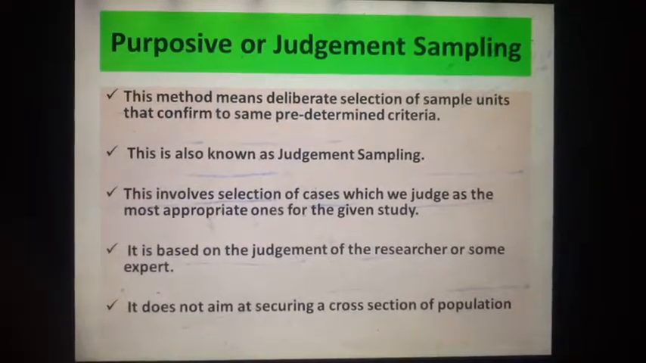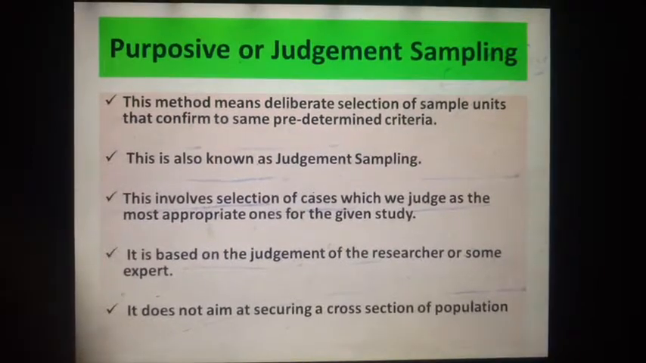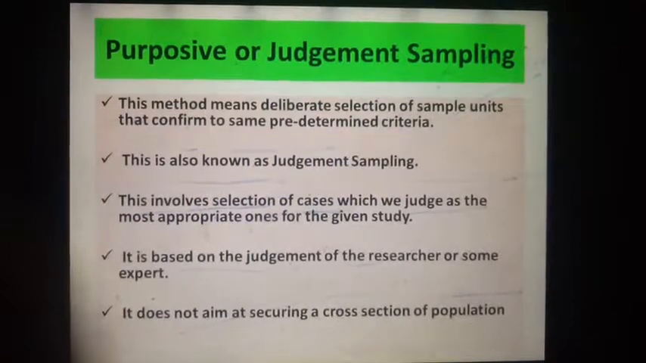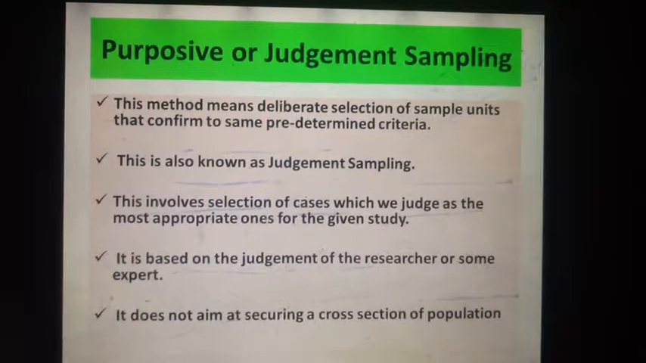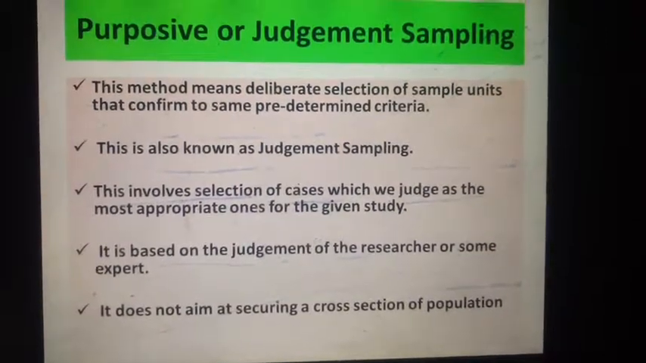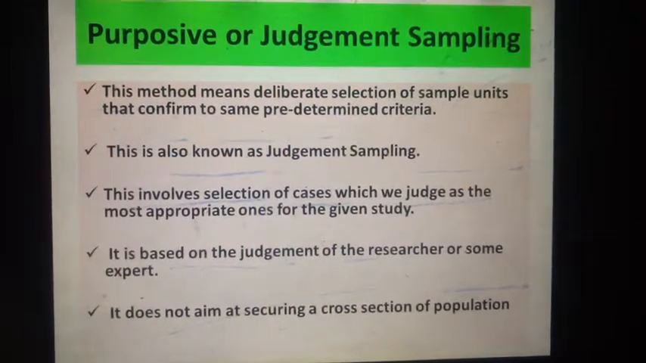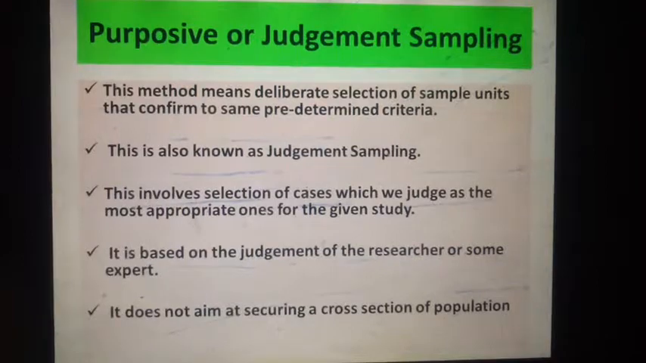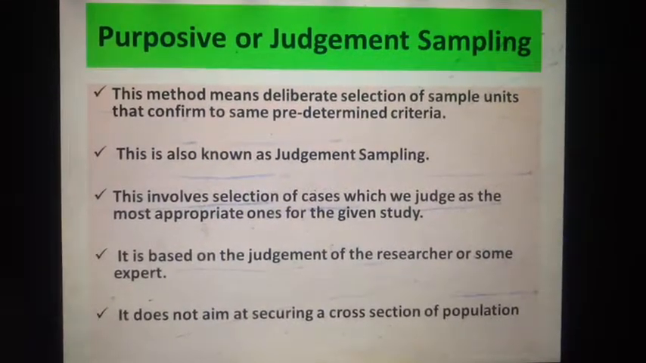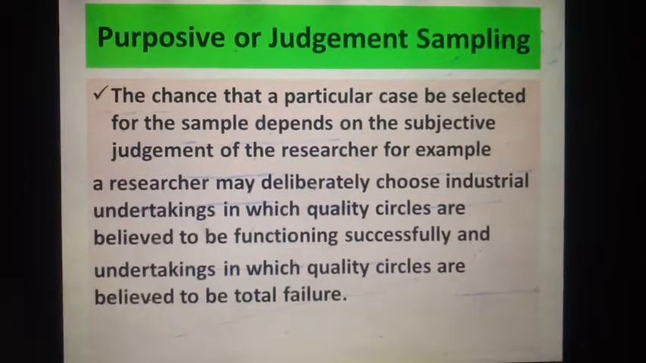Then you have purposive or judgment sampling. This method means deliberate selection of sample units that conform to some predetermined criteria. This is also known as judgment sampling. This involves selection of cases which we judge as the most appropriate ones for the given study. It is based on the judgment of the researcher or some expert. It does not aim at securing a cross-section of the population. Let's move further.